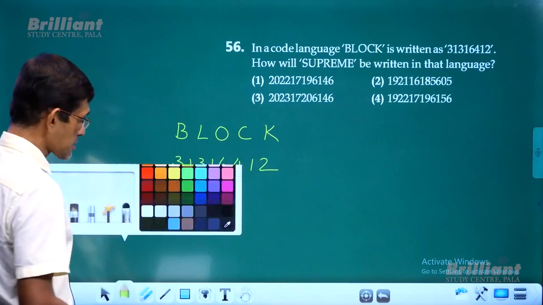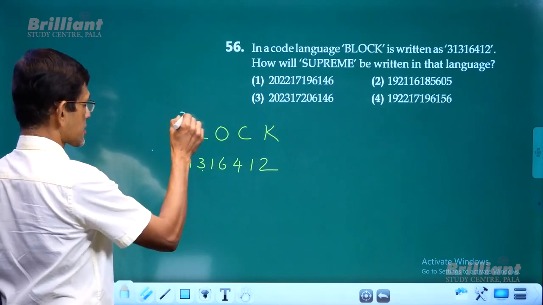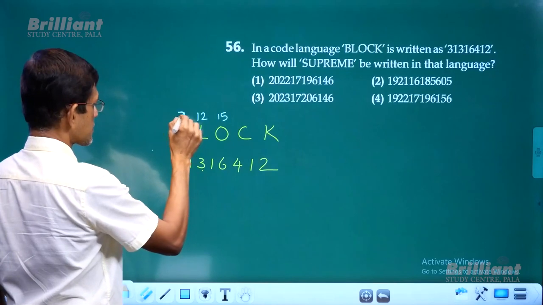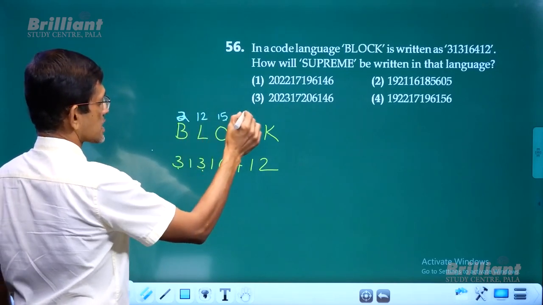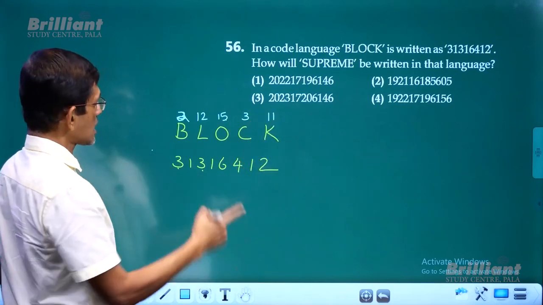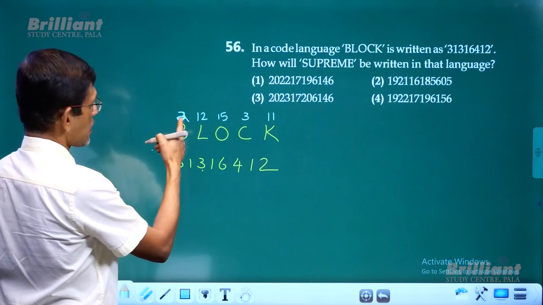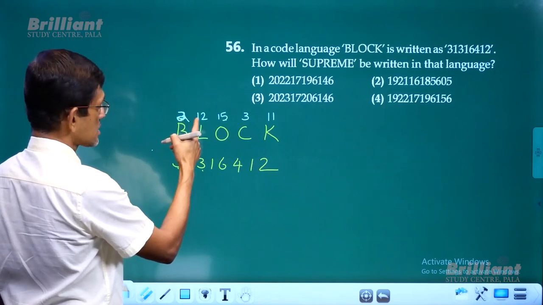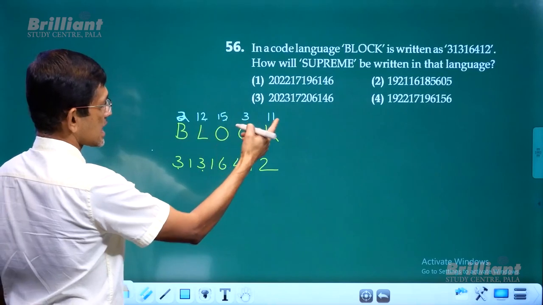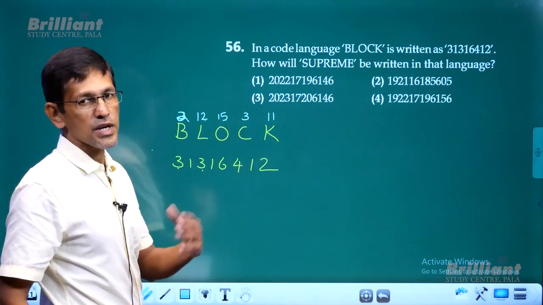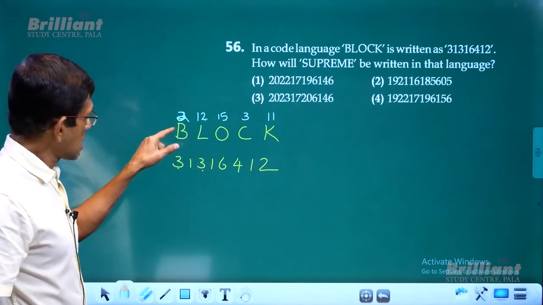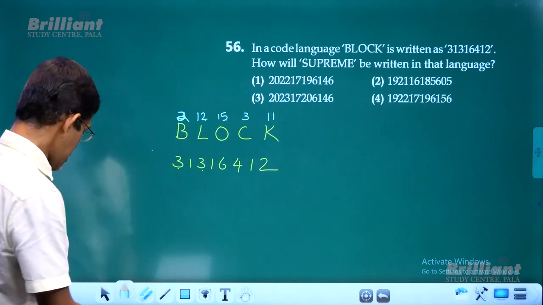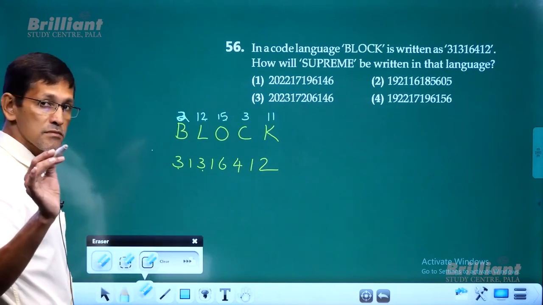Because of the position values, just write the position values of the letters here. B is 2, this is 12, this is 15, this is 3, and this is 11. And in that case, how many digits are here? Exactly 8 digits. All right, so now we got an idea. Probably these letters are coded as some kind of digits based on their position values. So let's take a look at that way. I'm pretty sure some of you got the answer by this time.